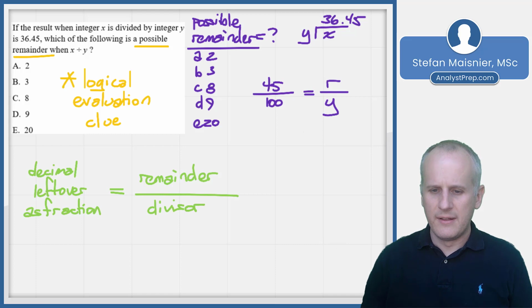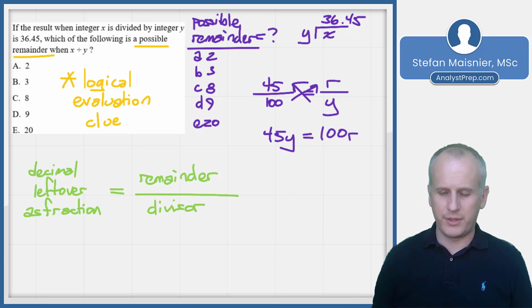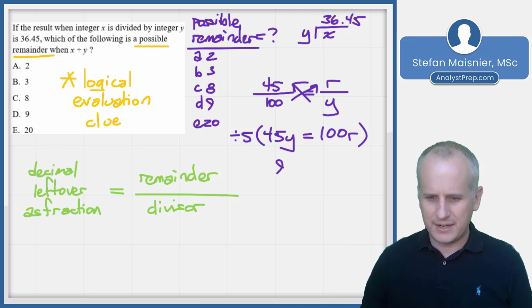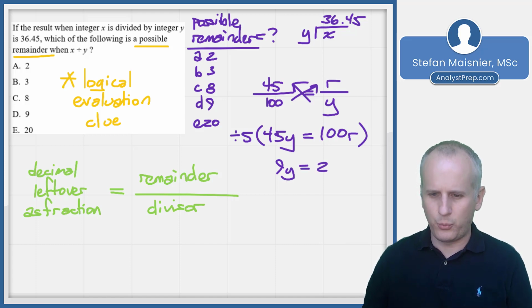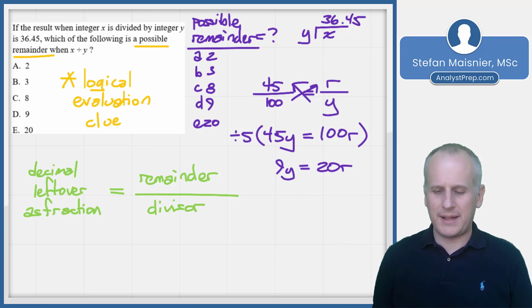So we know that if we cross multiply here, 45y has to equal 100r. And everything has to be an integer because we were told that we started with integers. And if we were to divide the whole thing by 5, because there's a factor of 5 in both 45 and 100, we discover that 9y has to equal 20r.